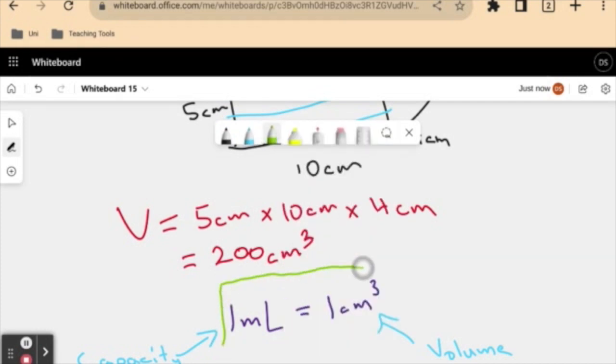But this is our kind of relation here. I'm going to put a little box around it because this is the most important one you really need to know, because everything else stems from this. This relationship links capacity to volume.